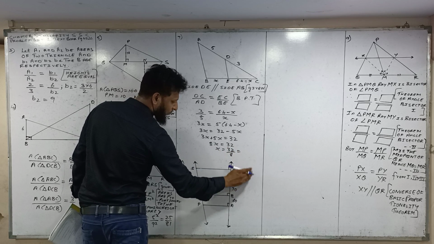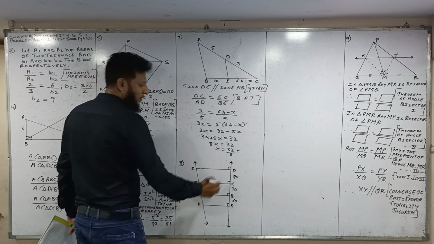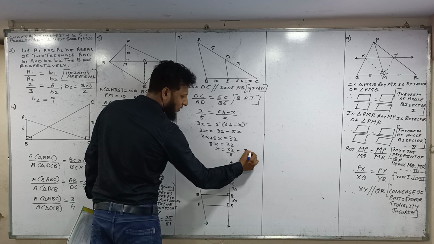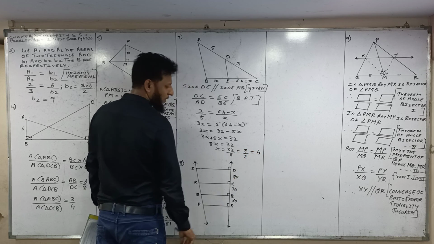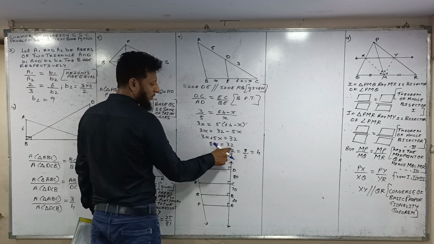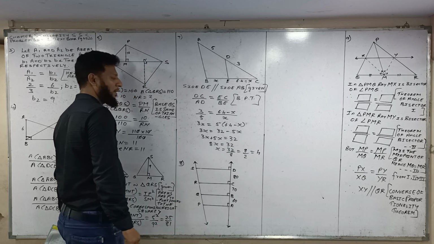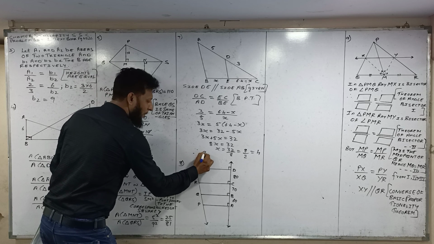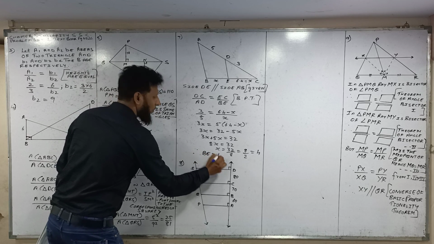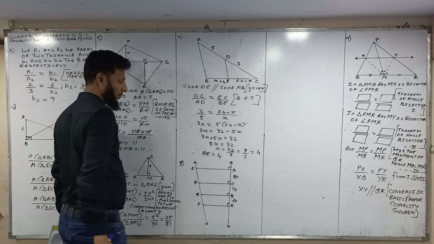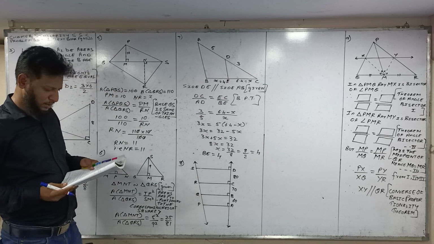8 fours are 32. So BE is equal to 4. Therefore, this side is 4. Okay, BE is 4.